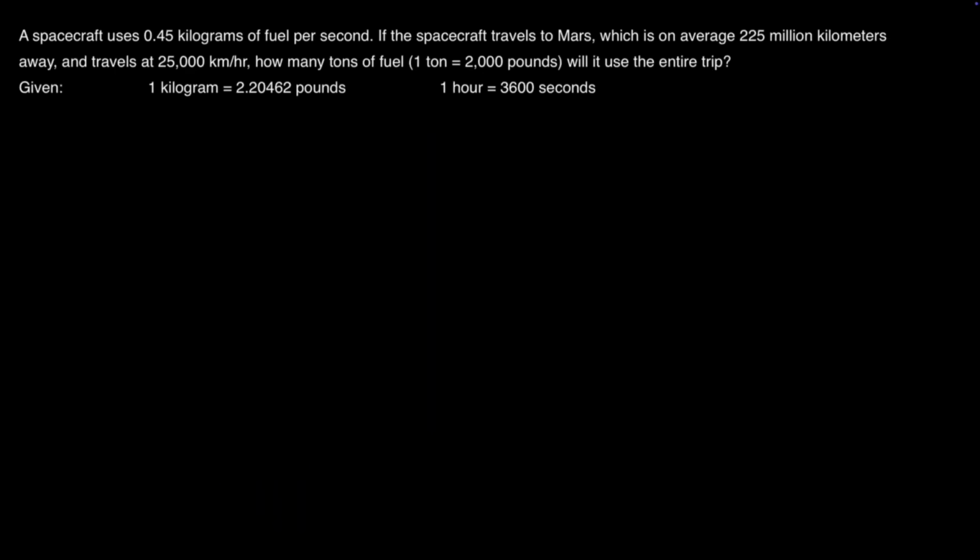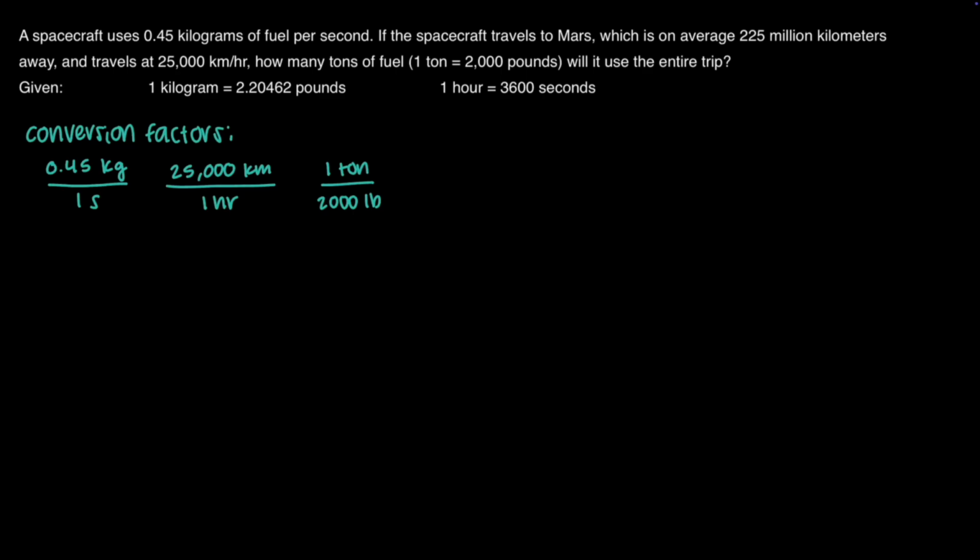For this problem, we have a spacecraft that uses 0.45 kilograms of fuel per second. If the spacecraft travels to Mars, which is on average 225 million kilometers away, and travels at 25,000 kilometers per hour, how many tons of fuel will it use on the entire trip? In the problem, we are given 0.45 kilograms per second, 25,000 kilometers per hour, 1 ton per 2,000 pounds, 1 kilogram per 2.20462 pounds, and 1 hour per 3,600 seconds.